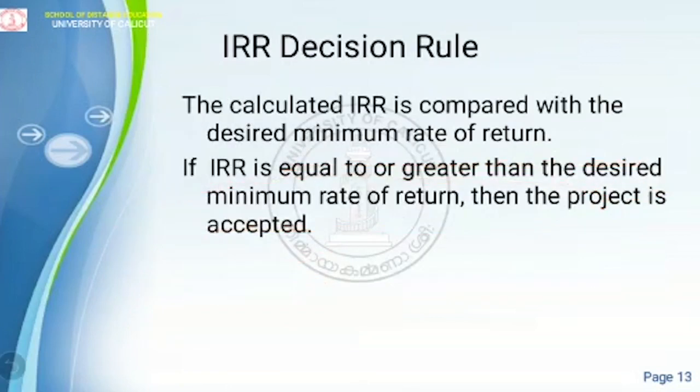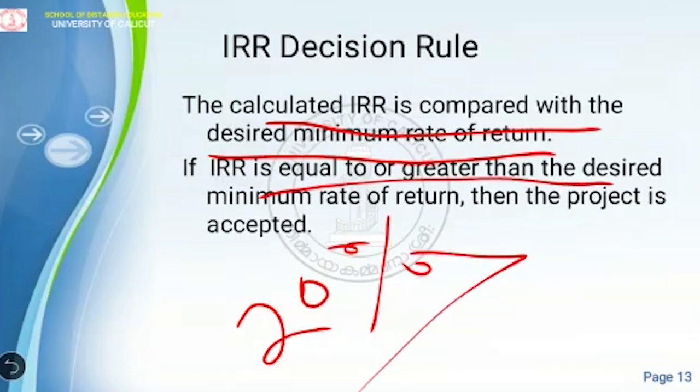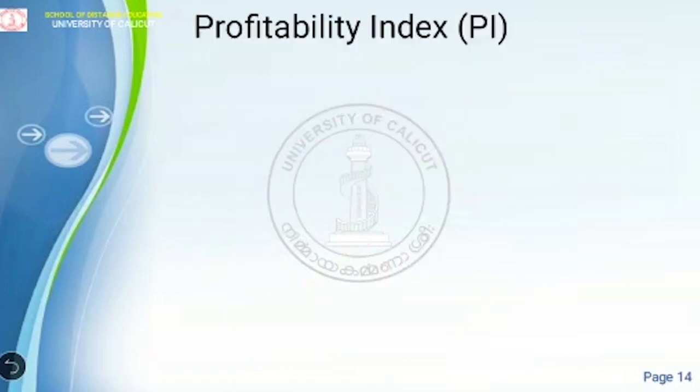And the decision rule relating to IRR: the calculated IRR is compared with the desired minimum rate of return. If it is equal to or greater than the minimum rate of return, say we expected 20% and we got 20% or more, we will accept it; otherwise it will be rejected. This is the decision rule in IRR.